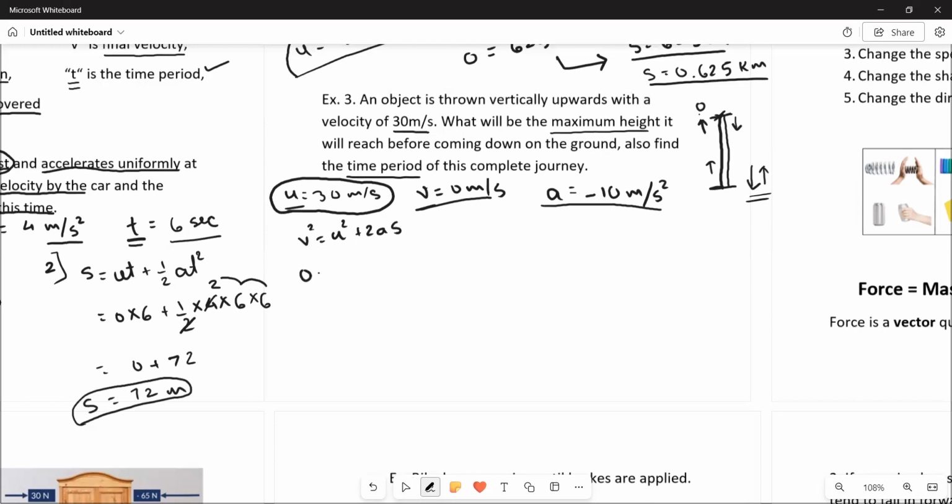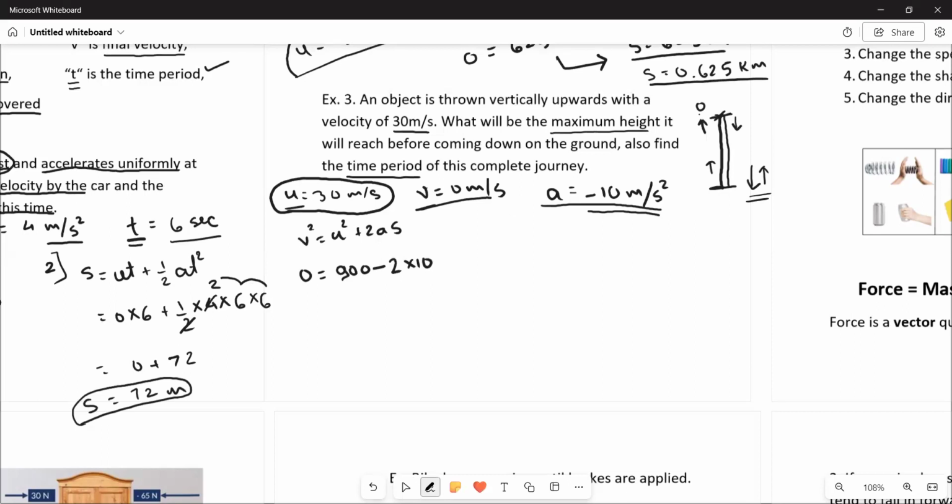So 0 square is 0. Then our u square means our 30 square. 30 square is 900. And as our acceleration is negative, we have written minus 10 meters per second square, as our motion is against the gravitational pull. So it will be minus 2 times the value of gravity, that is 10.